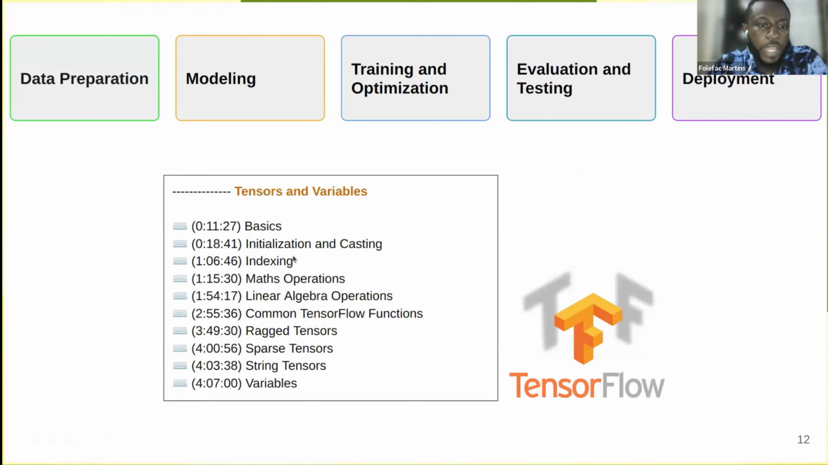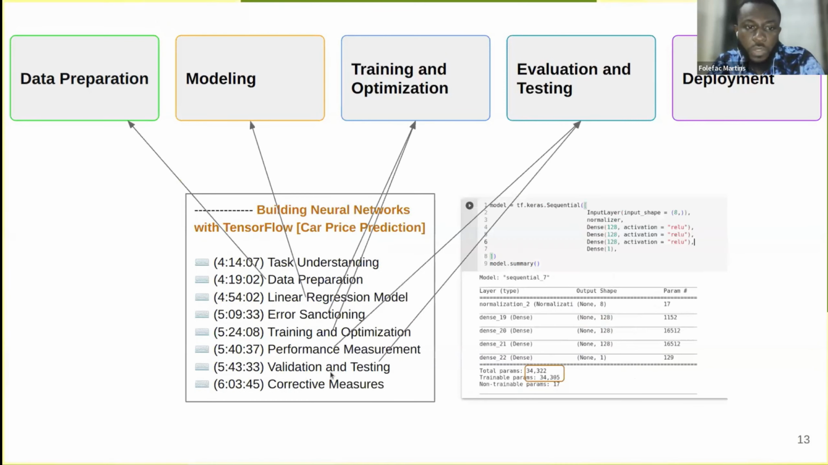So you find here that we'll start with the basics of tensors. We'll look at math operations with tensors, linear algebra operations. We'll look at special tensors like ragged, sparse, and string tensors. And then we'll look at TensorFlow variables. So once we have these prerequisites understood, we'll then move on to our first project.